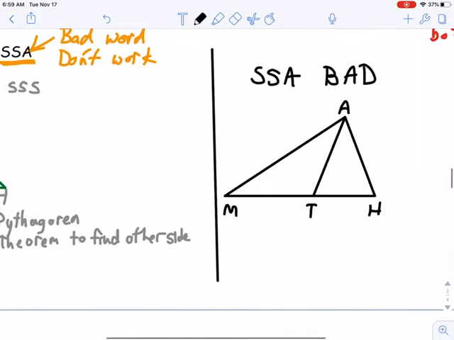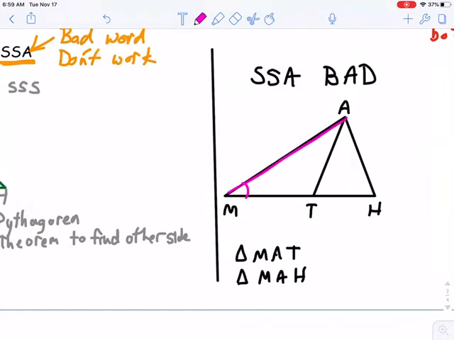So what we're going to focus on is triangle MAT and triangle MAH. We're going to show you that they have a congruent side and angle. Actually, I should have drawn this the other way, but oh well. All right. Now, triangle MAT, we'll do in pink. I'll emphasize it in pink. And then we'll highlight the other one.